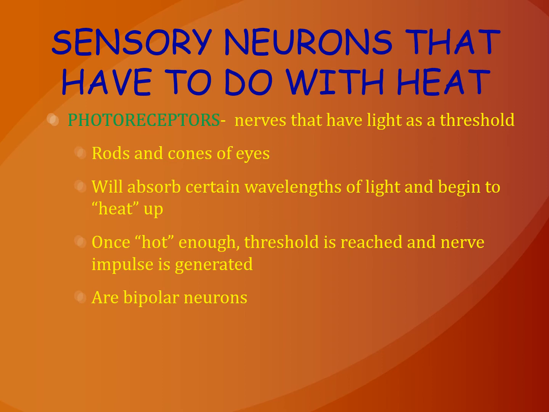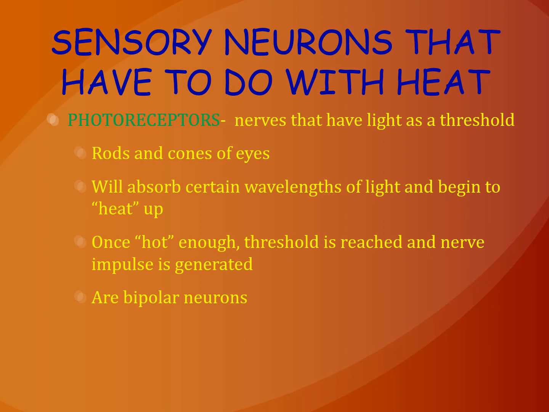But in the case of photoreceptors, these are nerves that have light as a threshold. Basically what happens, we have rods and cones inside of our eyes. And as the light is absorbed by the retina, which is dark, your pupil is a hole. Your pupil's not black. The inside of your eye is a dark brown, a blackish color. And you guys know black absorbs light. It absorbs heat. Well, that causes the rods and cones of your eyes to heat up. Well, when they heat up enough, you flip the switch. Threshold is reached, and they will begin to create electricity.